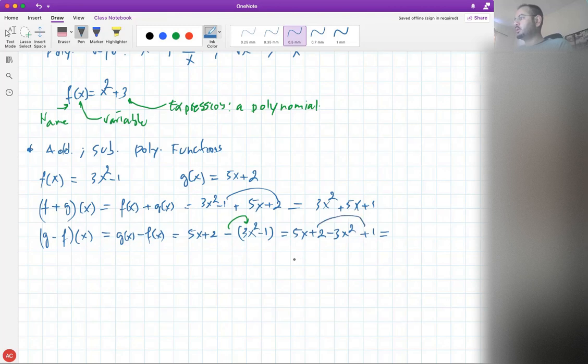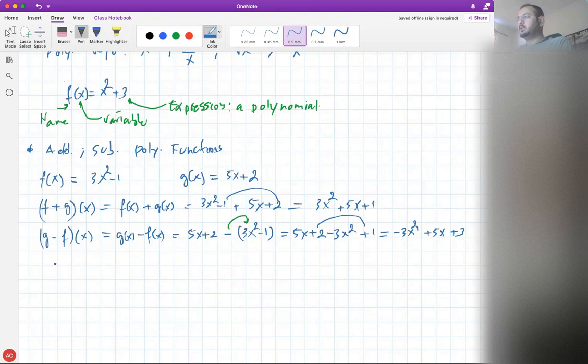And again, combine any like terms. The only like terms to combine are these two. So this stays the same. I'm going to write it first since it has the highest power, followed by positive 5x, and of course, 3. Again, we just add and subtract like adding polynomials, because these are basically polynomials with names, polynomial functions.